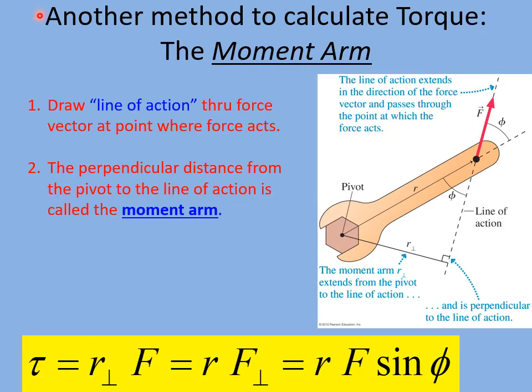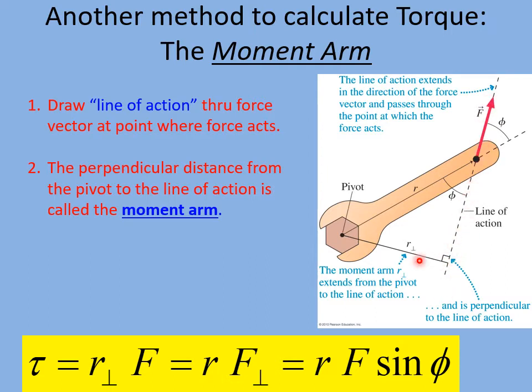There is another method to calculate torque that is equivalent, and sometimes it's more practical or convenient depending on how the problem is set up. It involves something called the moment arm. The way this is done is, if we look at our wrench situation here, with the force at an angle, we draw an imaginary line along the force. This is called the line of action. So this dotted line traces out in the same direction as the force.